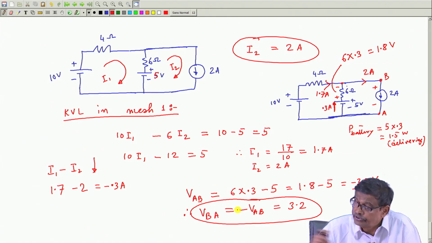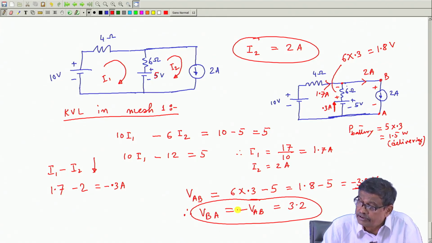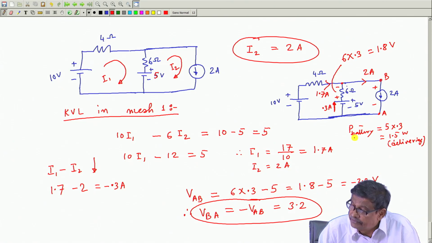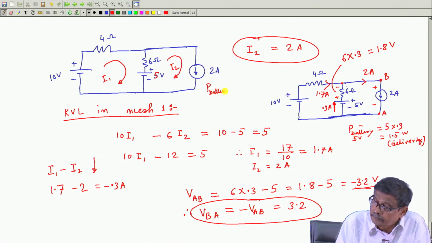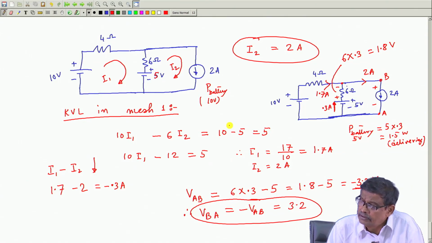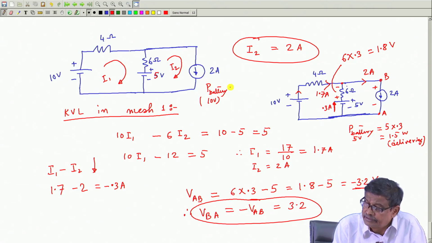What is this current source doing? This battery, what is it doing? P battery 5 volt, then P battery 10 volt. Is it delivering or absorbing power? From the plus, 1.7 is coming out. So, it is delivering. So, 1.7 into 10, that is 17 watt delivering. Don't forget to write these comments.